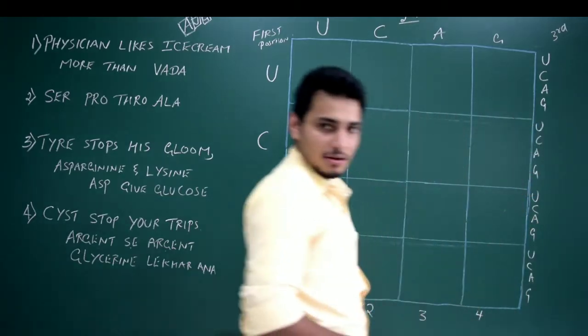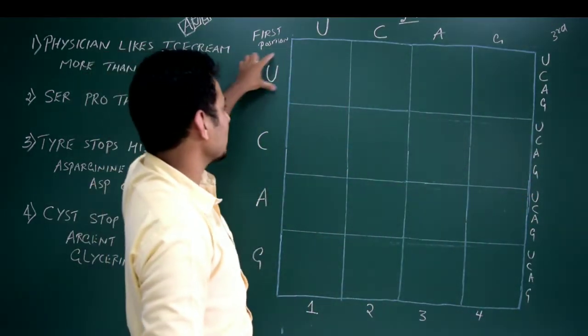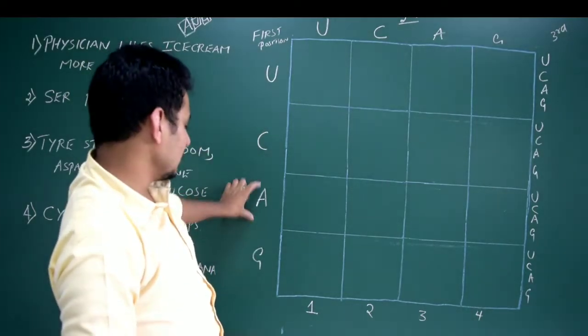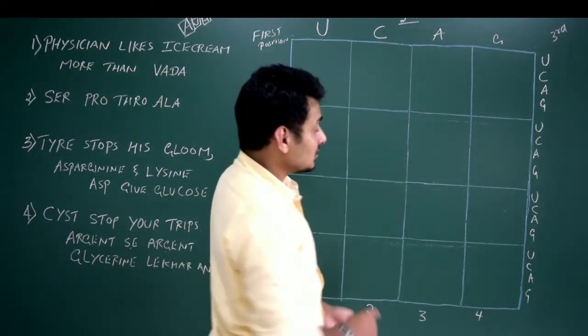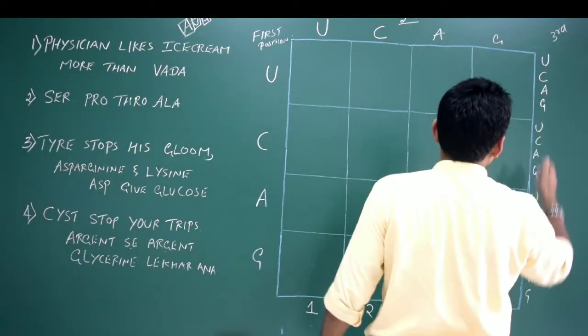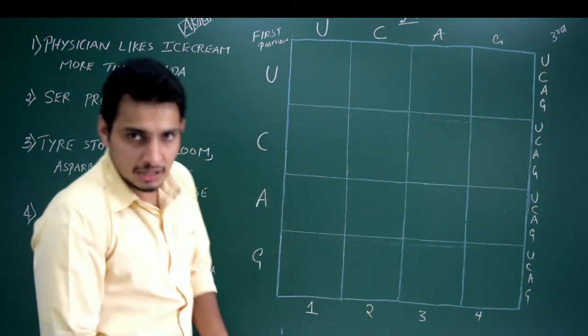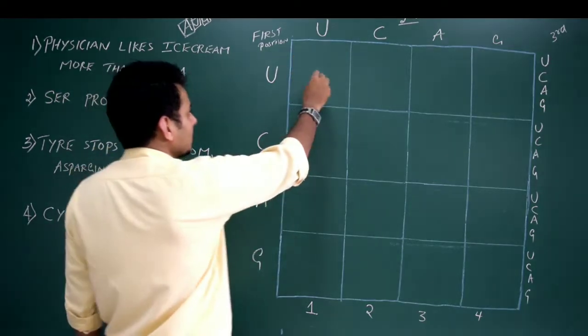But in the first position, for one box you write only one base: U. For the second box C, for the third box A, for the fourth box G. It is applicable throughout. Whereas on this side, the third position, for each box you need to take all 4 at a time. So let us see. Now I am going to write the numbers here.